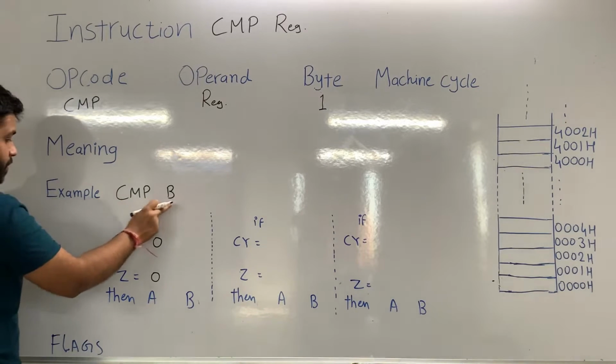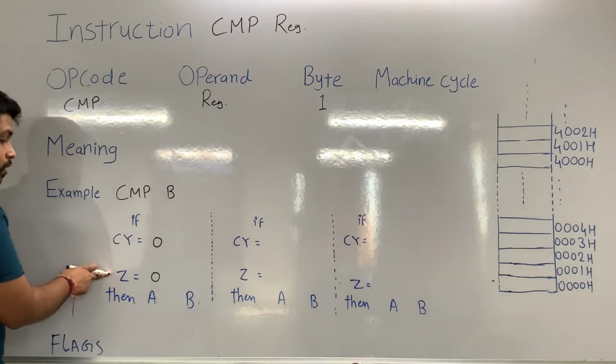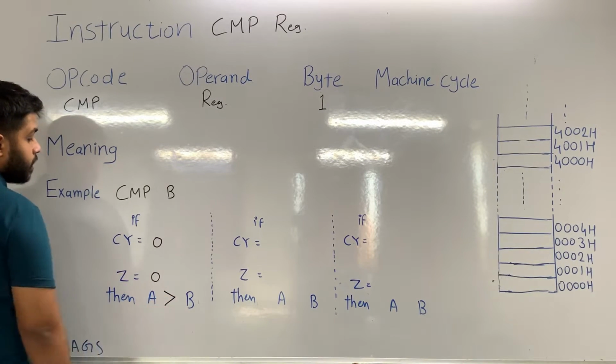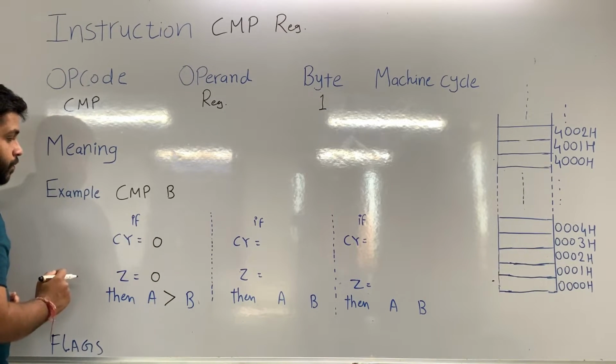After executing the compare B, if the carry flag is 0 and the zero flag is also 0, it means the content of accumulator is greater than the content of B. It means our answer is positive.